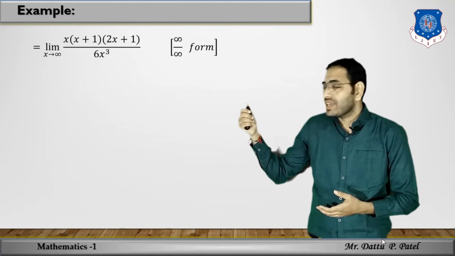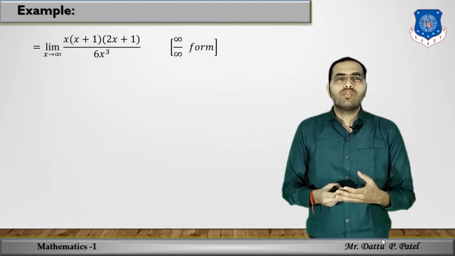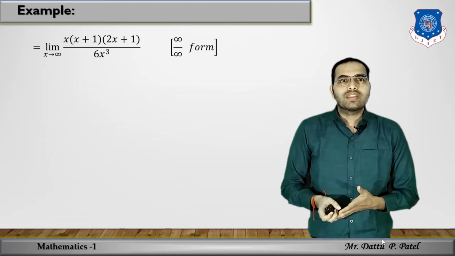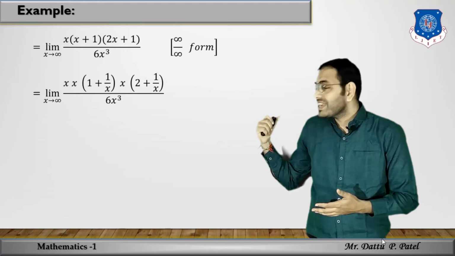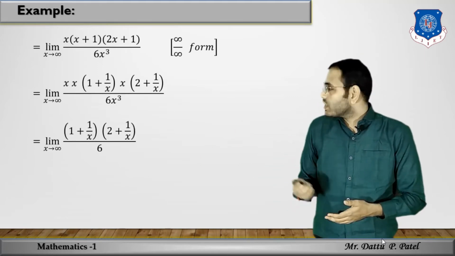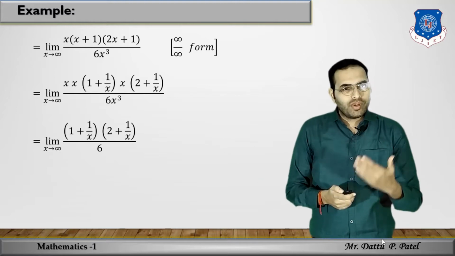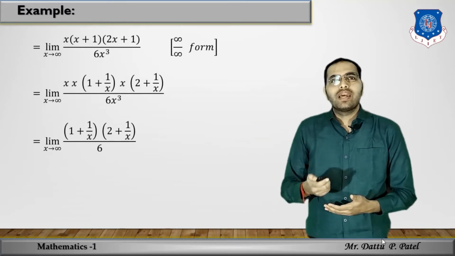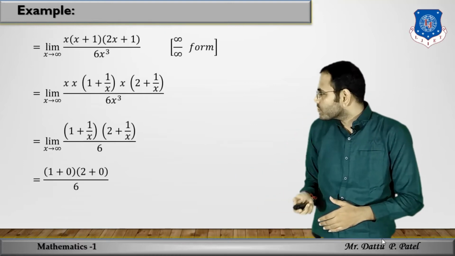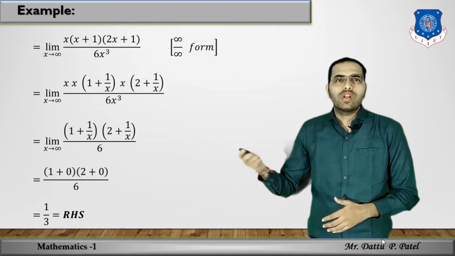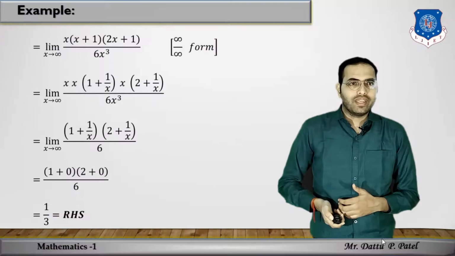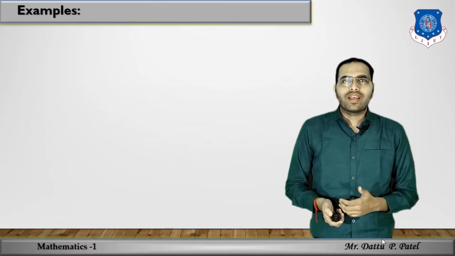Each and every term has x common. Here we have to expand the numerator, otherwise take the common x in each term, which cancels out. Then our expression becomes 1 plus 1 upon x into 2 plus 1 upon x divided by 6. Now applying x as infinite, it becomes 1 plus 0 into 2 plus 0 divided by 6. Then it becomes 1 by 3. That is our RHS. Now let's see one more example.